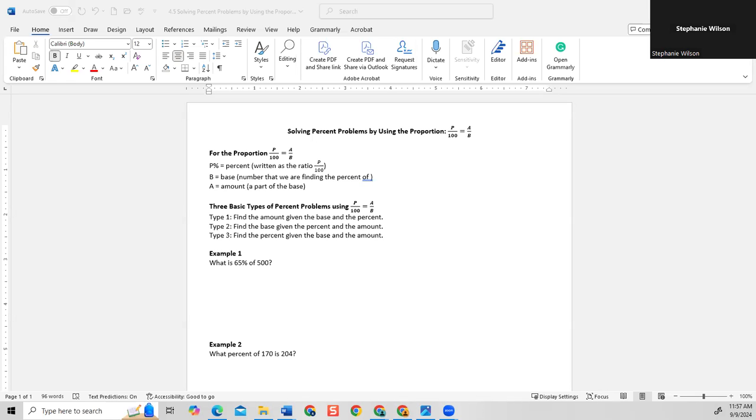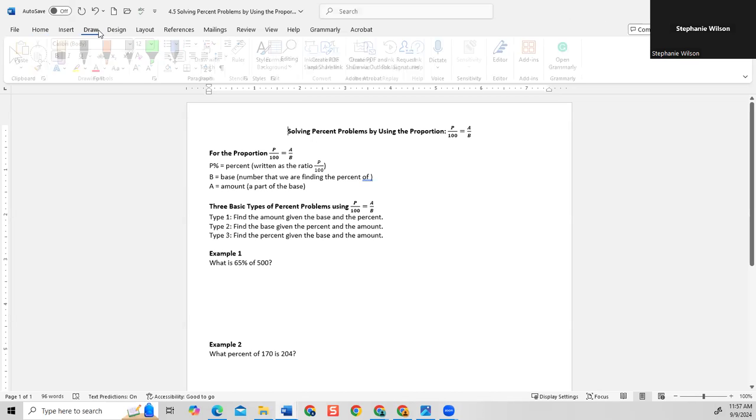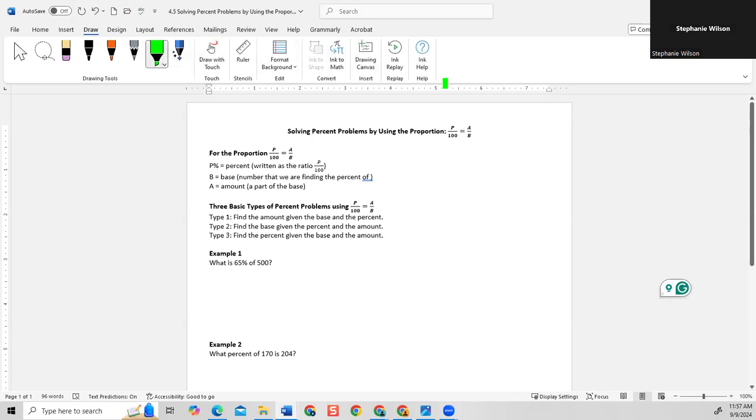Solving percent problems by using the proportion. And if you'll look here in the instructions at the top, it's telling you that we have a ratio set equal to a ratio. So we're going to call this a proportion.